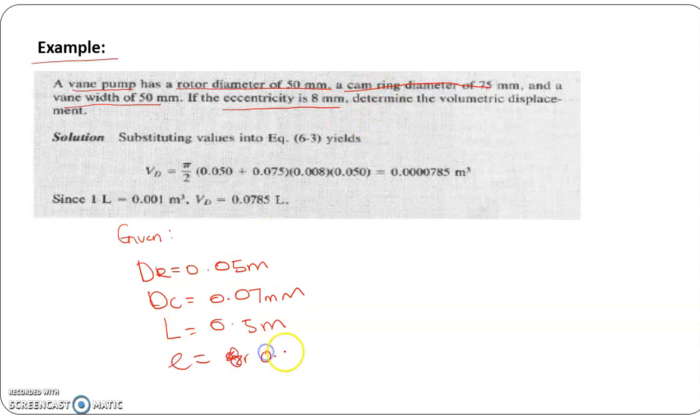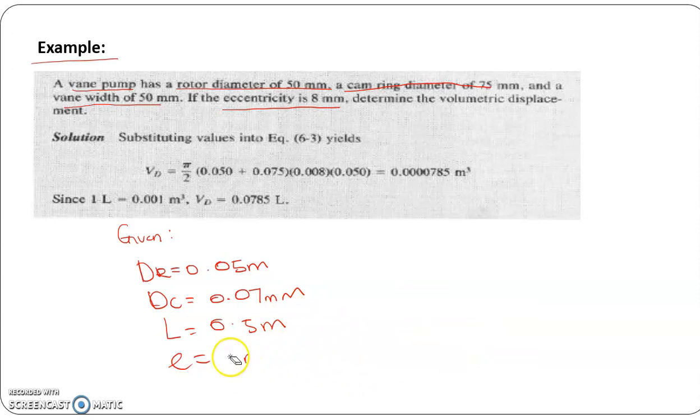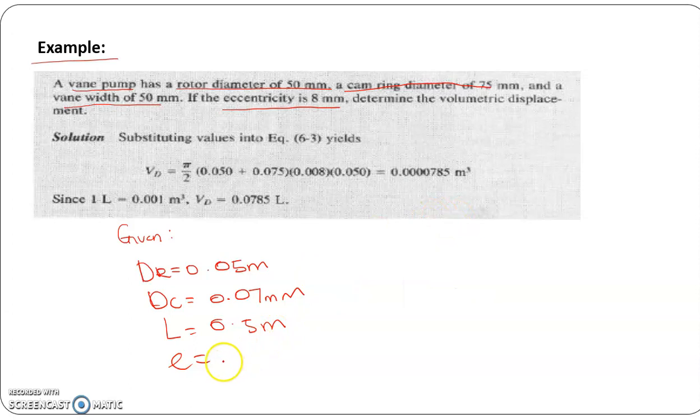0.008. If you convert to meter, 0.008 meter. So the question is to determine the volumetric displacement. So find the value of the VD.